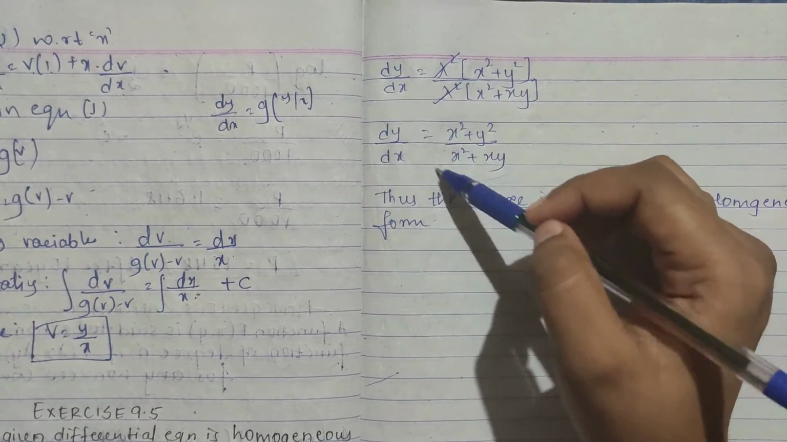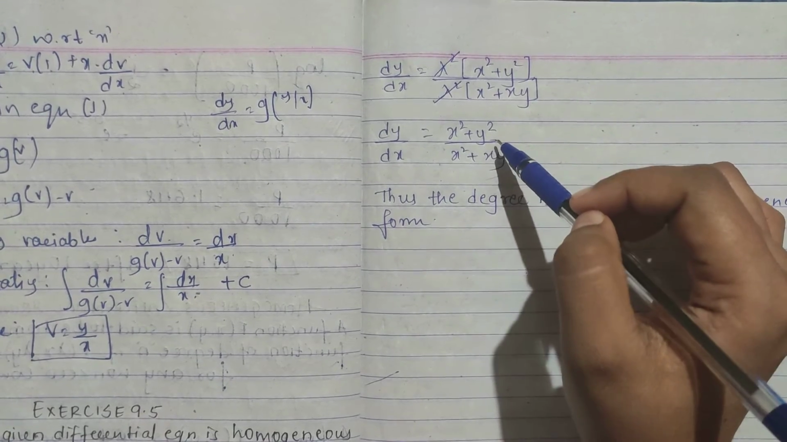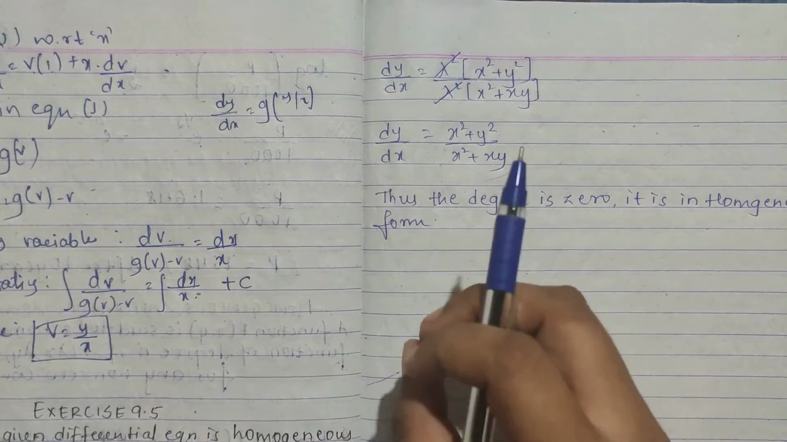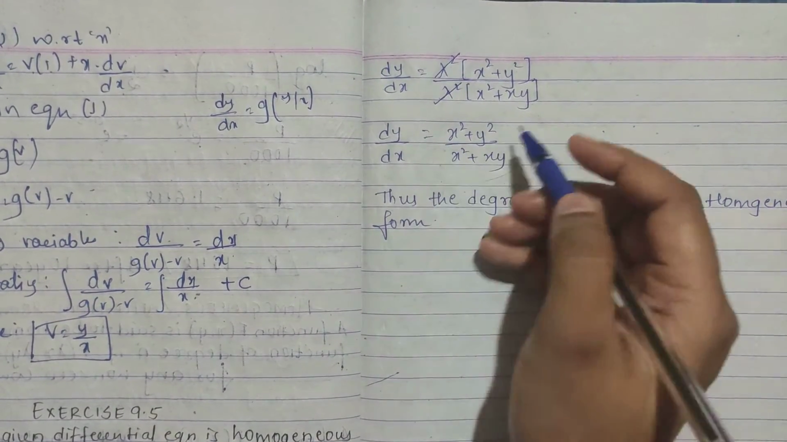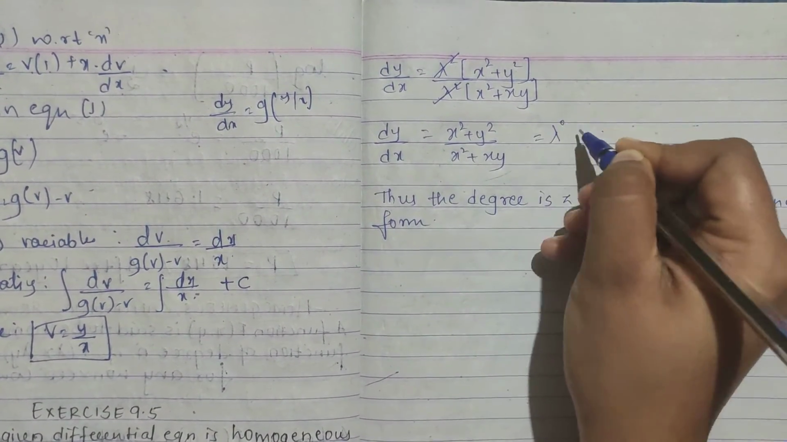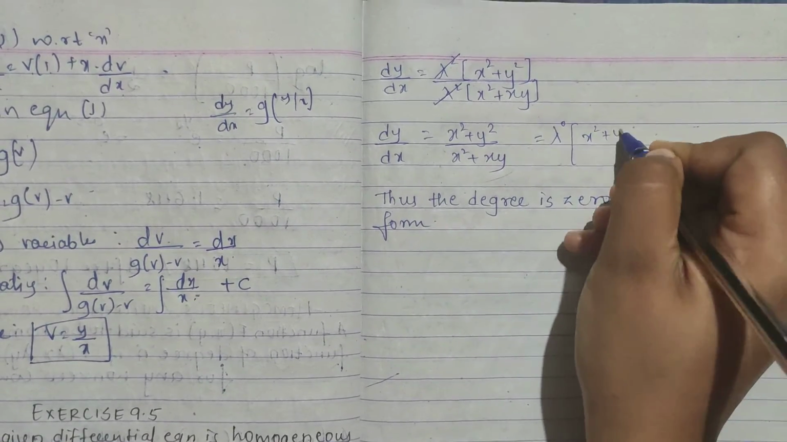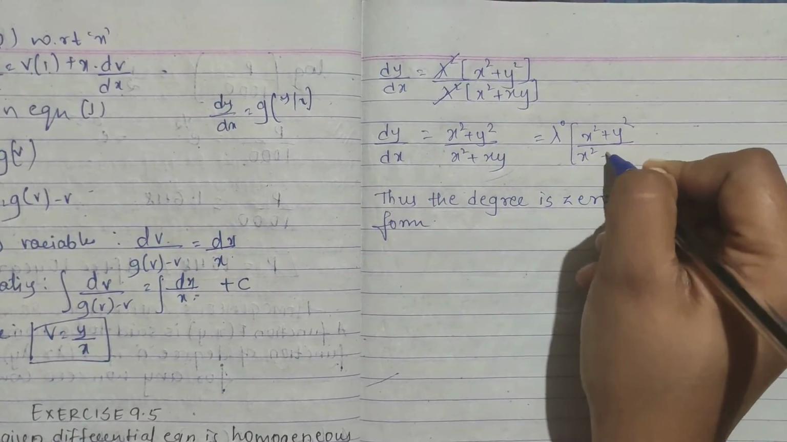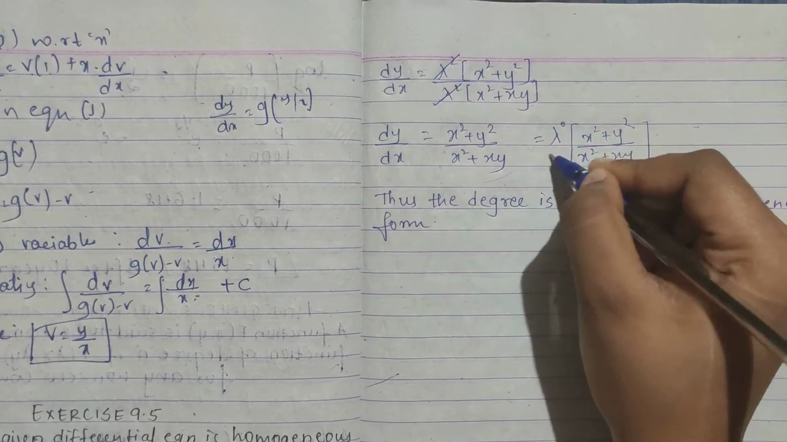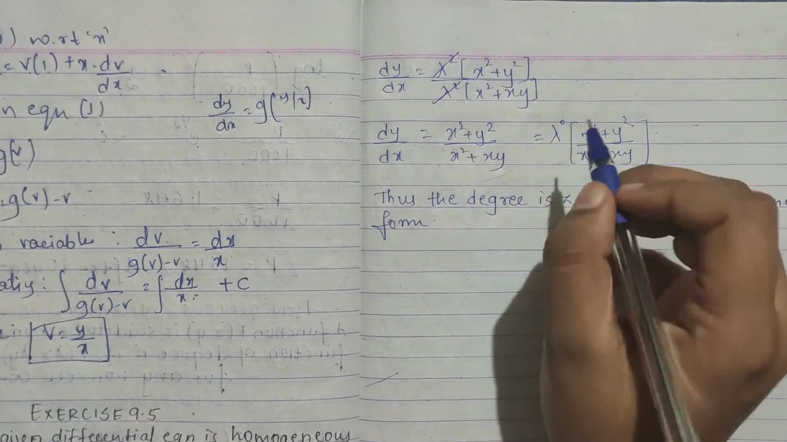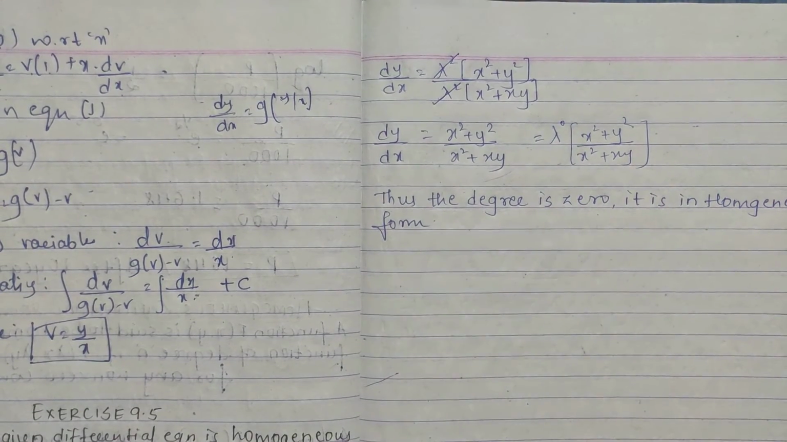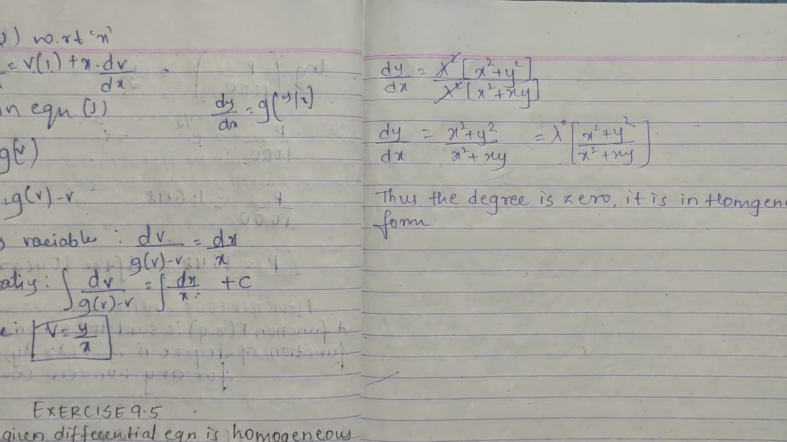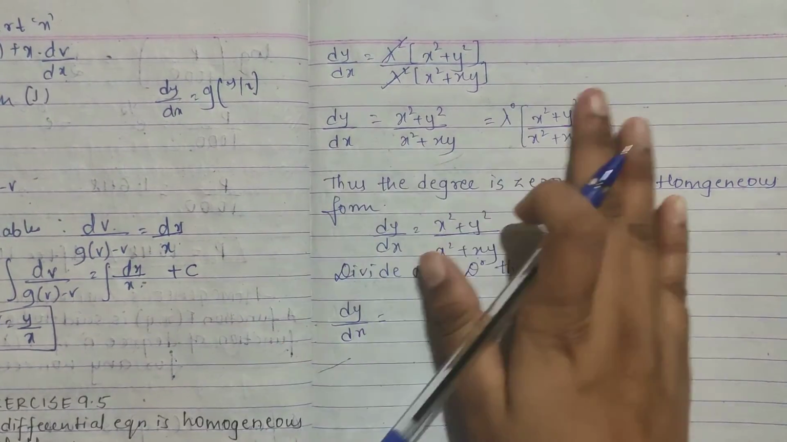See, actually your dy by dx is this only, right? At the end you have to get this only by replacing your x and y. So here you can see the degree is 0. Degree is 0 in the sense here, if lambda 0, x square plus y square whole divided by x square plus xy, right? Lambda 0 means what? 1, no? So they tell degree is 0. If degree is 0, then it is in the form of homogeneous. So this was your first form.